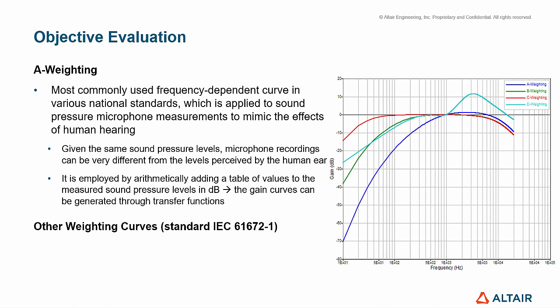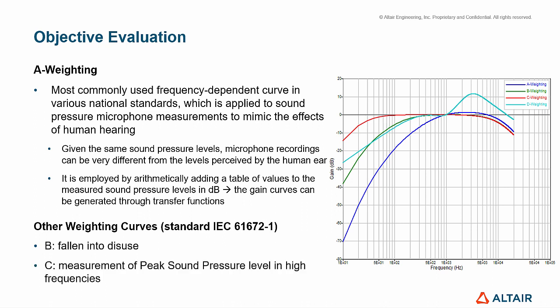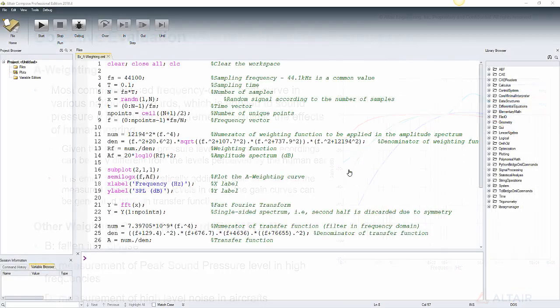61672-1, such as B, which has fallen into disuse, C, mostly used for the measurement of peak sound pressure level in high frequencies, because we can see in the plot that it hardly provides attenuation in low frequencies, and D, for the measurement of high-level noise in aircraft.